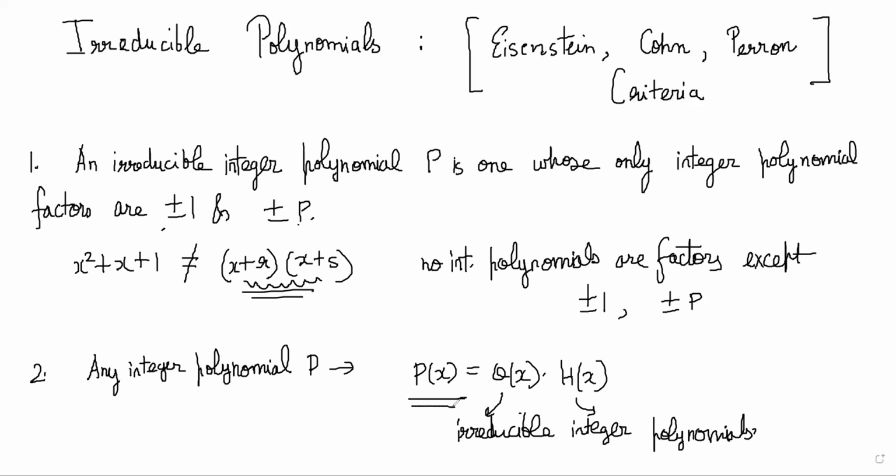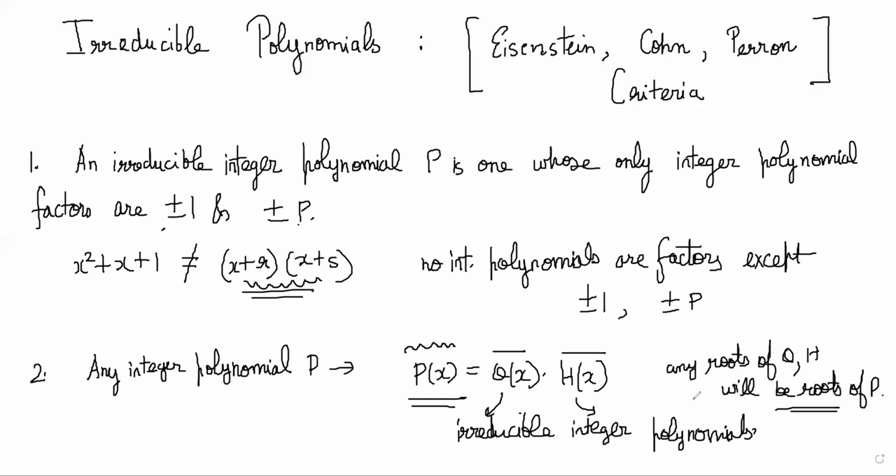So this statement is analogous to the fundamental theorem of arithmetic, which says that any number can be written as a product of primes. Here we are saying any polynomial can be expressed as a product of multiple irreducible polynomials. So this is this theorem. And obviously, we know from here that any roots of Q and H will be roots of P. That is obvious from this statement when P(x) is written as Q(x) times H(x).